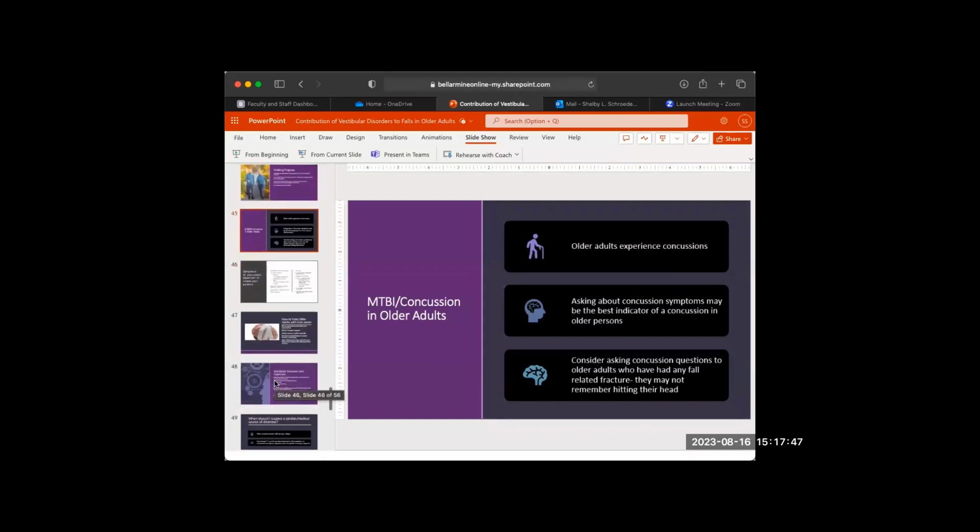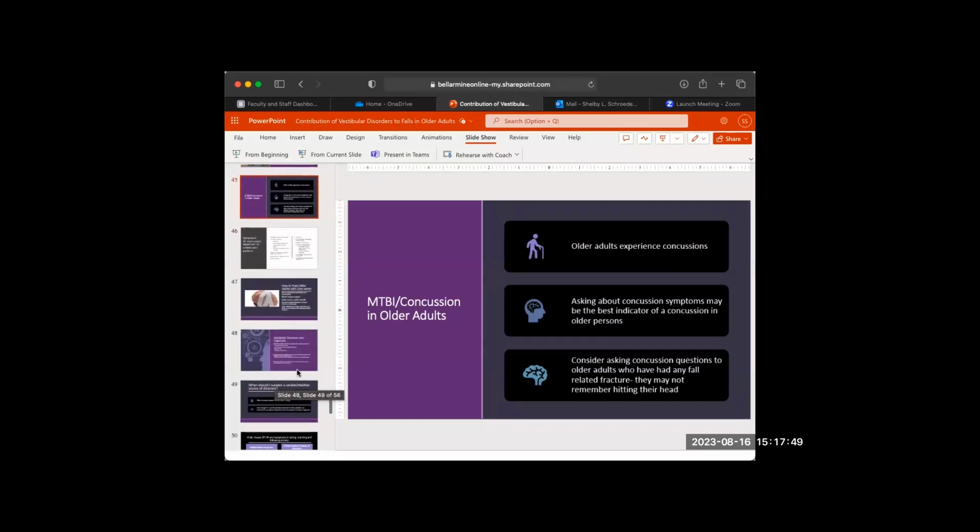If we're talking about dizziness and falls, we definitely need to talk about what happens when you hit your head. Older adults can experience concussions, and asking about concussion symptoms might be the best indicator of concussion in older persons, because imaging is not going to find a concussion. So consider asking concussion questions to older adults who have had any fall-related fracture. They might not remember that they hit their head.